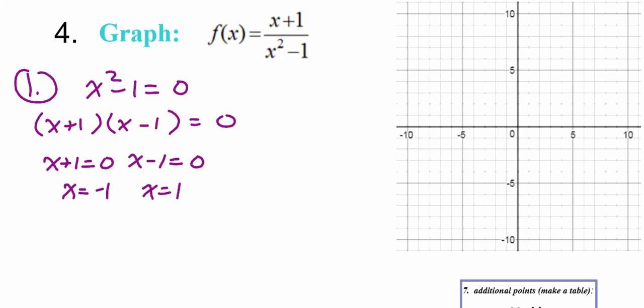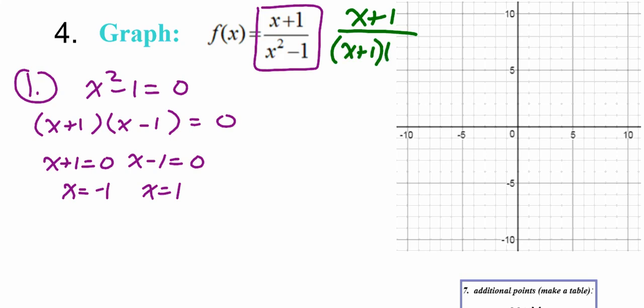It looks like we have two vertical asymptotes, but every time I find my vertical asymptote, I want to stop and look up at our function and say, can I simplify this? And we can, right? Because we've got the difference of two squares in the denominator. So when we rewrite it as x plus 1 over (x plus 1)(x minus 1), we see that our x plus 1's cancel out. So that means that the vertical asymptote that came from the x plus 1 factor is actually a hole.